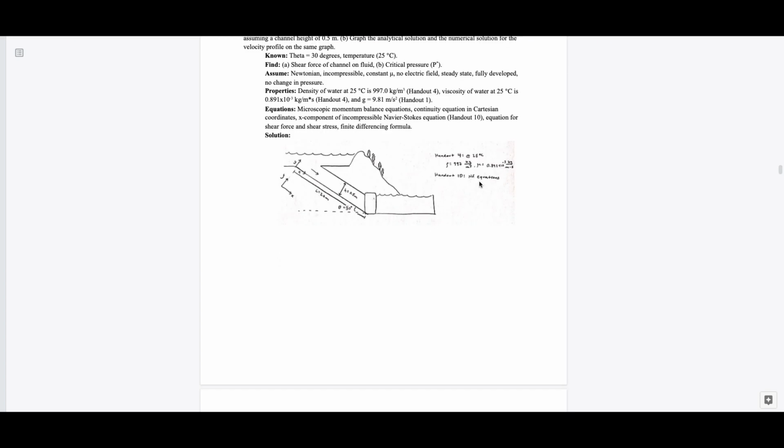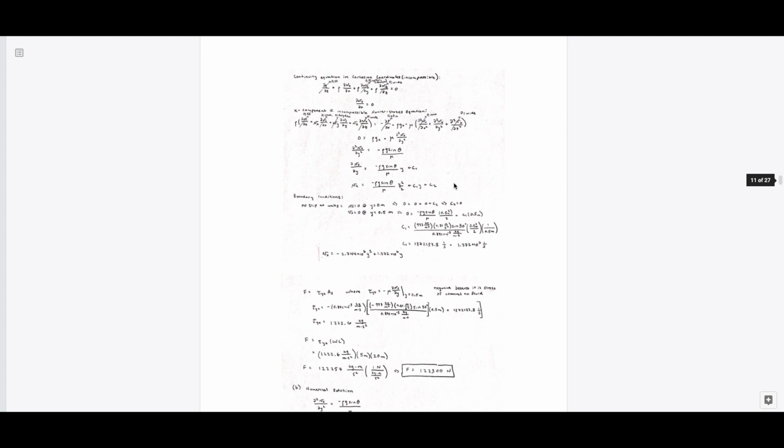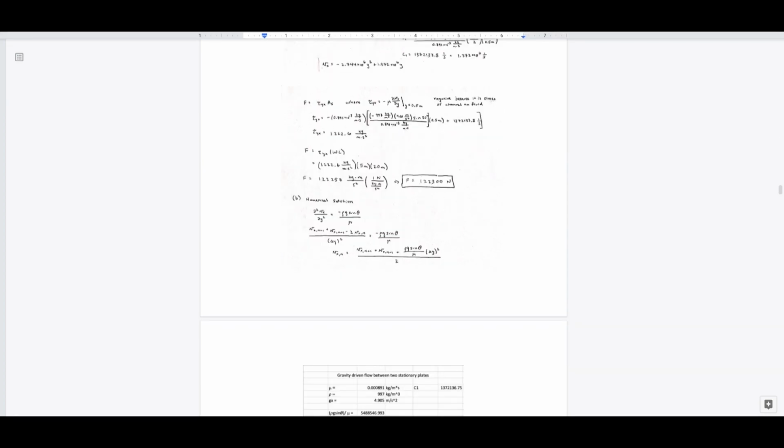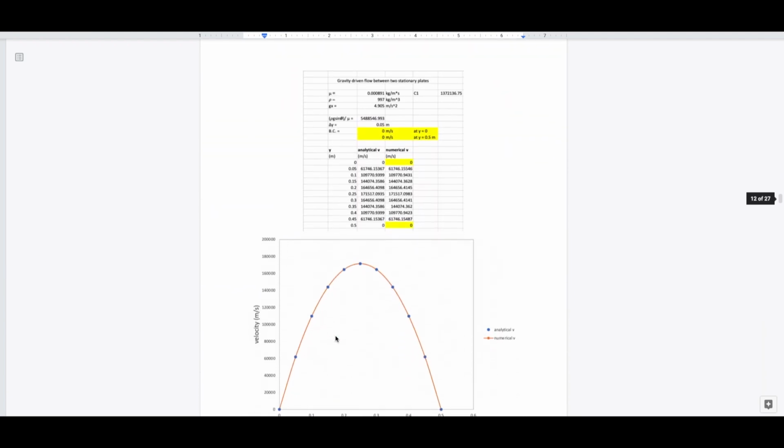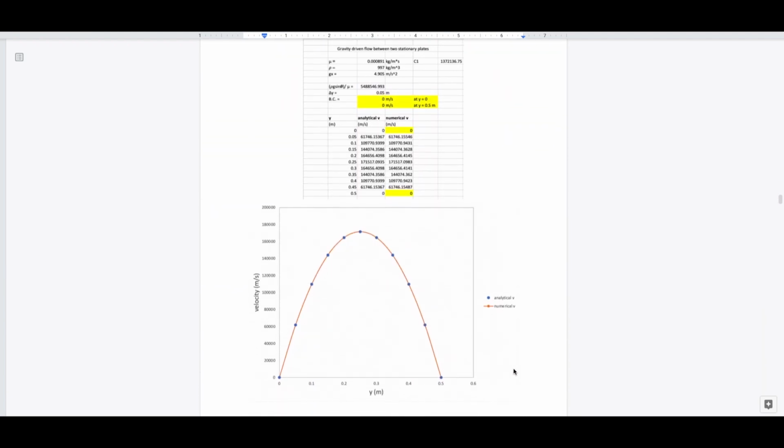Utilizing these assumptions, the Navier-Stokes equations were simplified, as shown here, and the velocity profile in the x direction was found by integrating and implementing the boundary conditions. The shear force was then calculated in units of newtons. Finally, the numerical solution was found using finite differencing formulas. The analytical solution was graphed, and the numerical solution was also graphed, using a delta y of 0.05 meters.